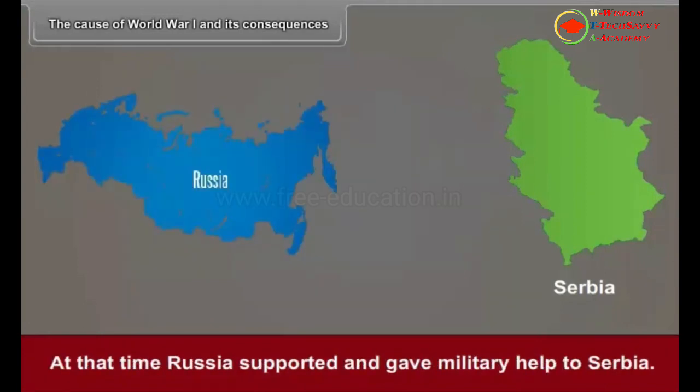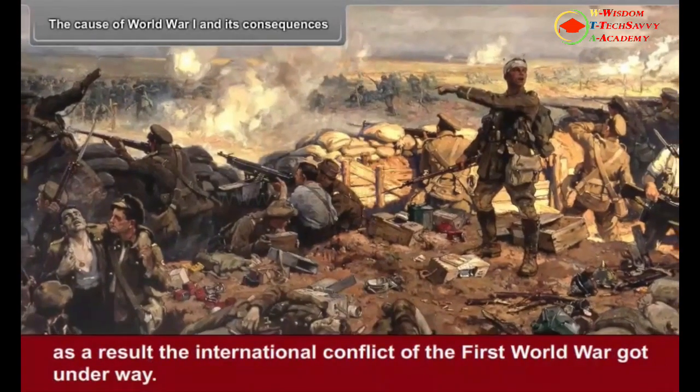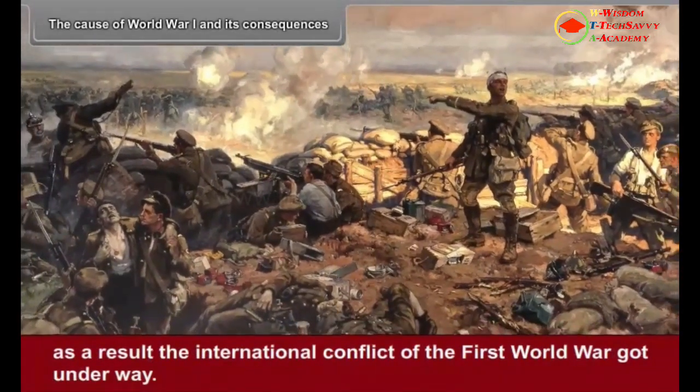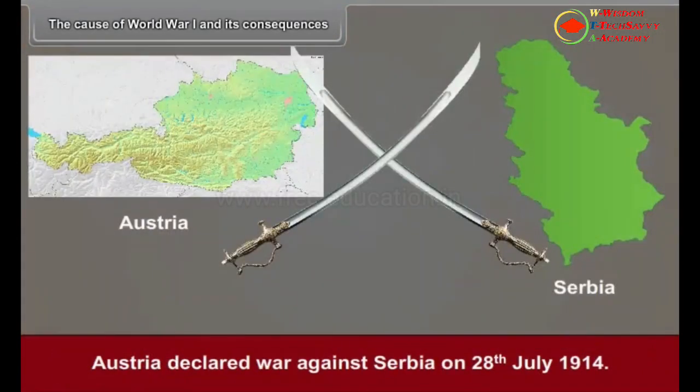At the time, Russia supported and gave military help to Serbia. After getting support from Russia, Serbia denied the demands of Austria. As a result, the international conflict of the First World War got underway. Austria declared war against Serbia on 28 July 1914.